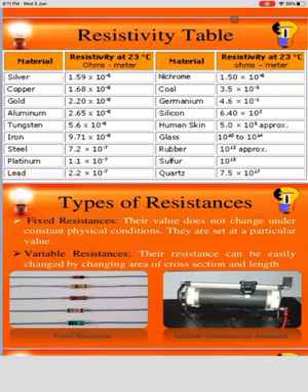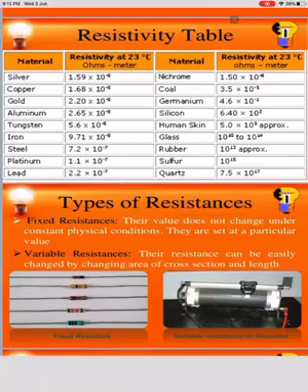Here I mention a resistivity table of different materials, for example silver, copper, gold, aluminium, tungsten. Another thing: we use tungsten for filaments. Why? Because the melting temperature of tungsten is approximately 3380 degrees Celsius.